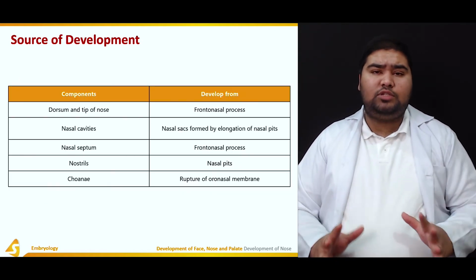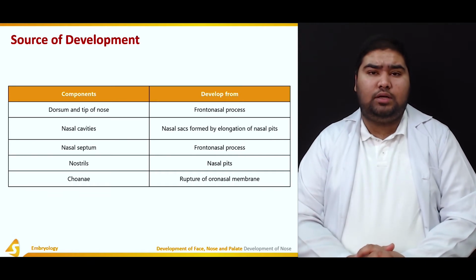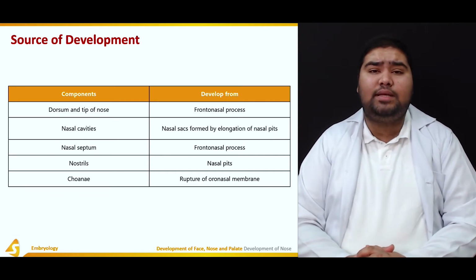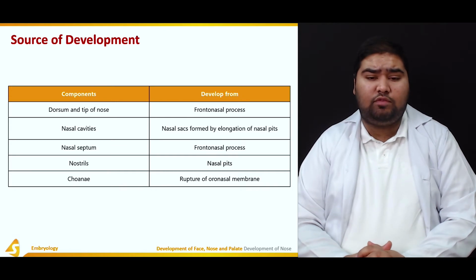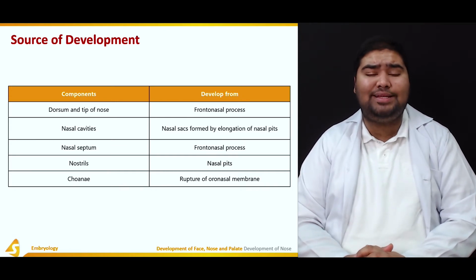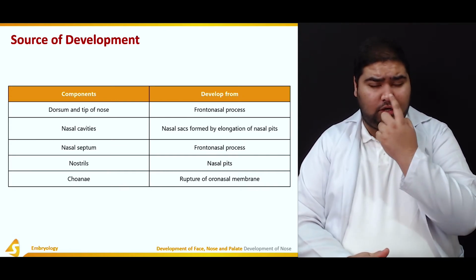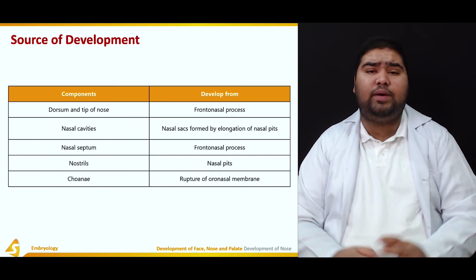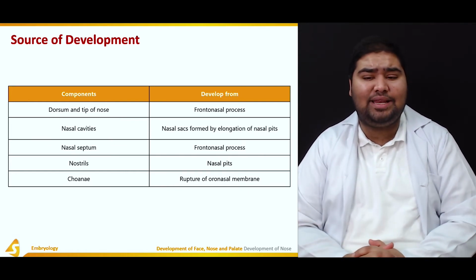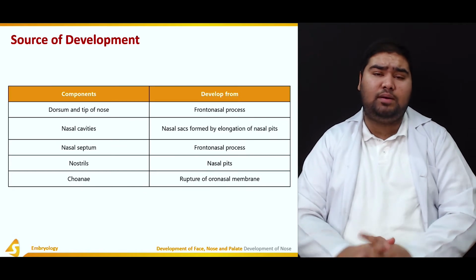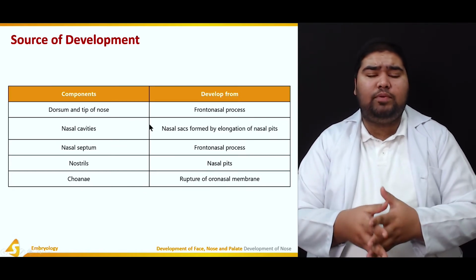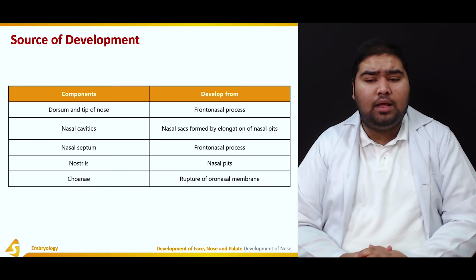Now, the sources of development of nose. This is the slide where we summarize all the sources of development of nose. So the dorsum and the tip of the nose. So tip of the nose and the dorsum of the nose is formed by the fused medial nasal components or the medial nasal component of the frontonasal process.